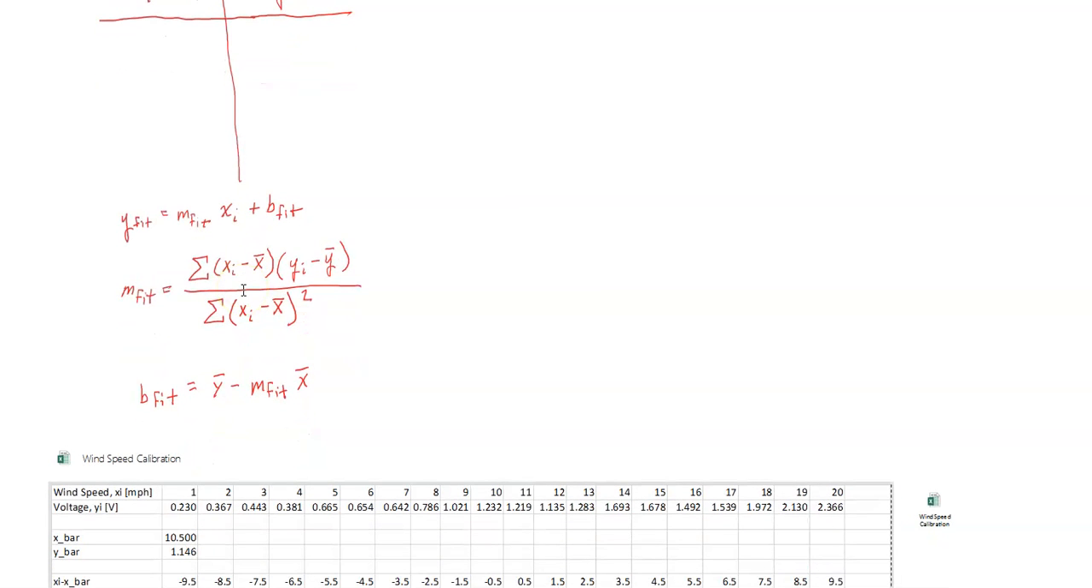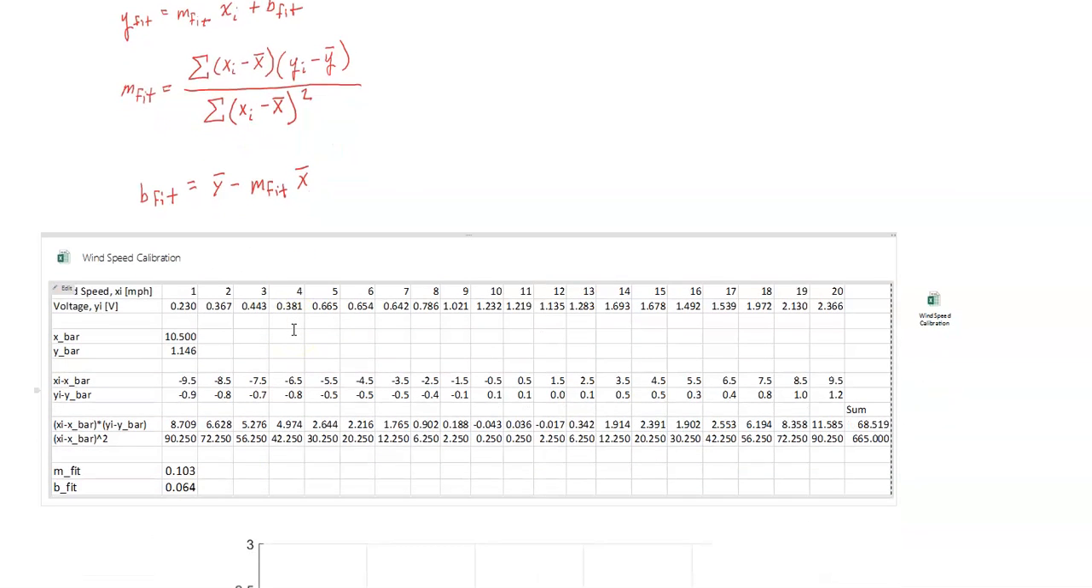And so we found that the slope is equal to the sum of the multiplication of these individual terms here. So we're taking each wind speed and subtracting the mean, and then we're multiplying that by each voltage where we've subtracted off the mean. And then we're going to divide that by this summation down here where we're taking every wind speed, subtracting the mean, and squaring it, and then summing it all up.